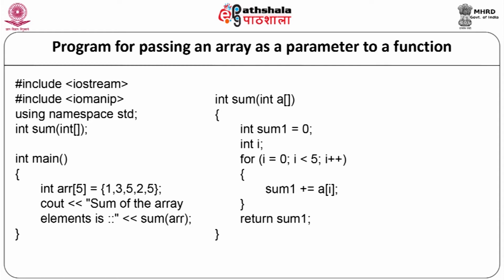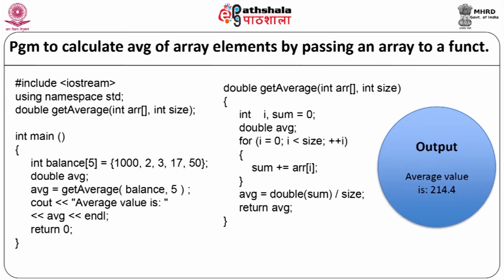When the above code is compiled and executed, it will produce the result: sum of the array element is 16. Let us see a program to calculate the average of array elements by passing an array to a function. We will start with our program. #include <iostream>, using namespace std, double getAverage(int ar[], int size). Here the function is declared.